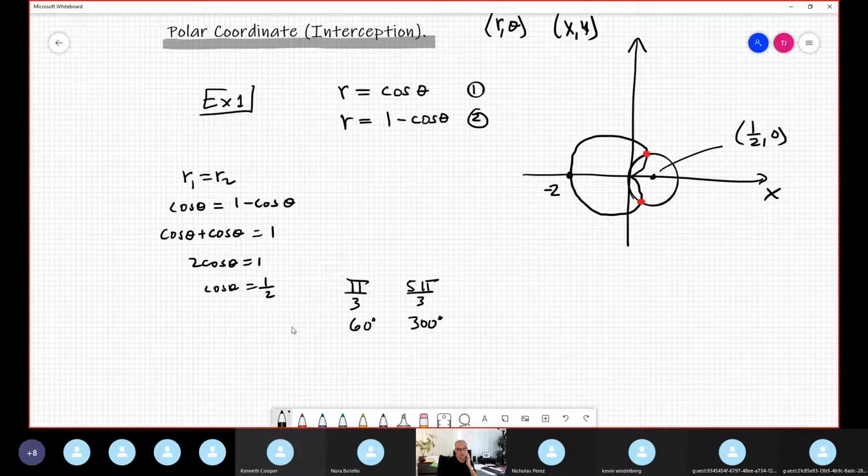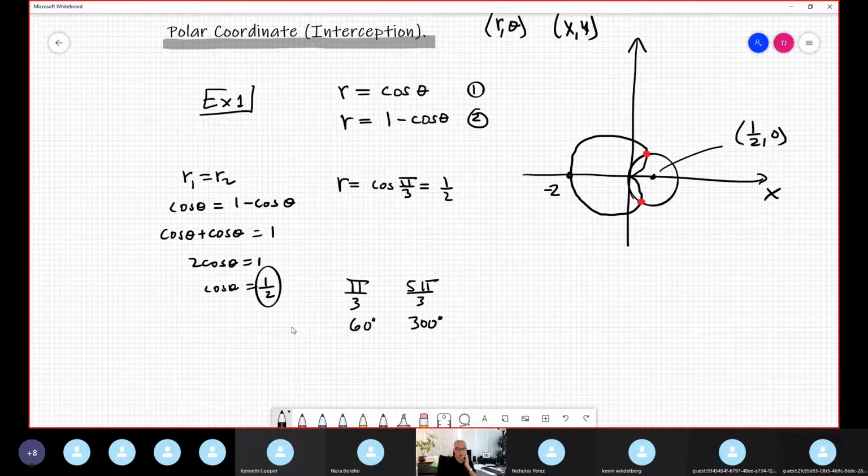Because cosine is positive in the fourth quadrant also. Well, okay. Entonces, plugging in where? Plugging in the radius. I can use either equation, but in my opinion the easier equation is number 1. r is equal to cosine pi over 3, which is 1/2. No surprise. It's 1/2.